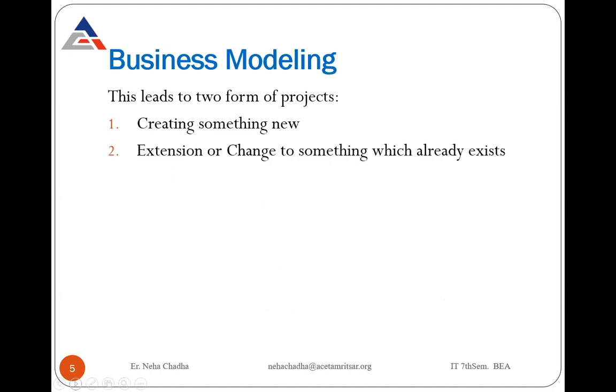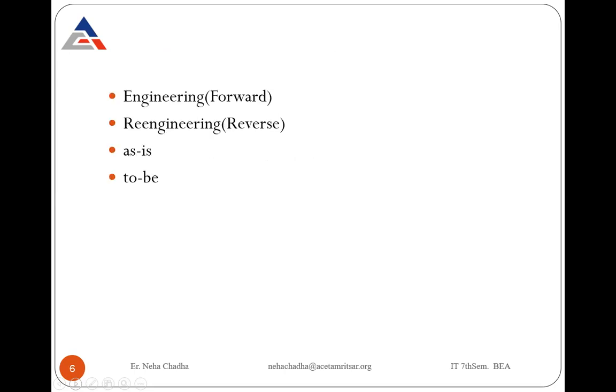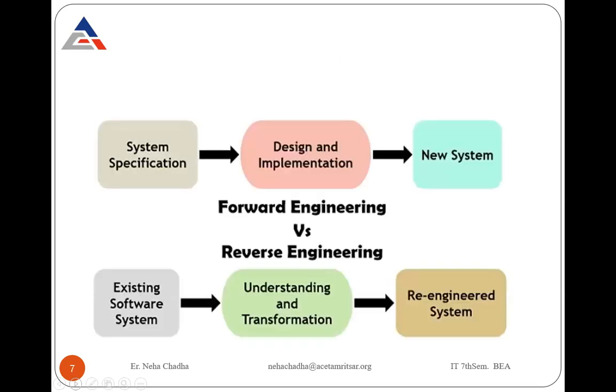Then comes the business modeling. It includes two forms of projects. One is creating something new, or an extension or change to something which already exists. It is under the category of engineering, called forward, and re-engineering, called reverse, as-is business or to-be business. Let's study it. What is forward engineering and reverse engineering? If you go from the specification to design to the new system, then it is called forward engineering. If we backtrack the whole system, like if you have one existing system and you understand and transform it again, then it is called a re-engineered system.